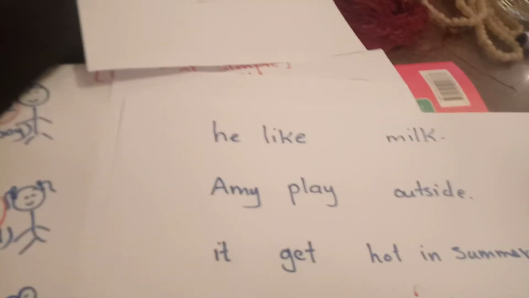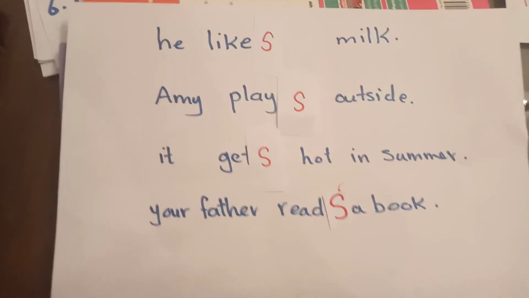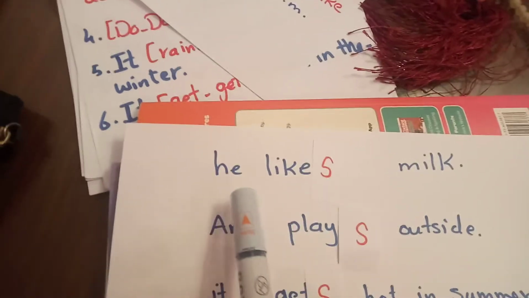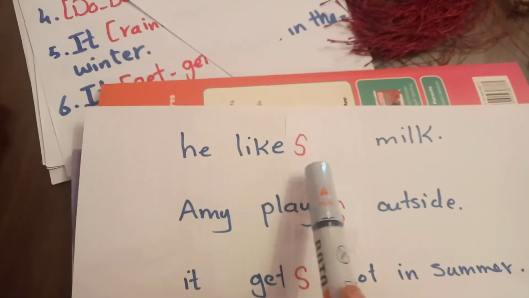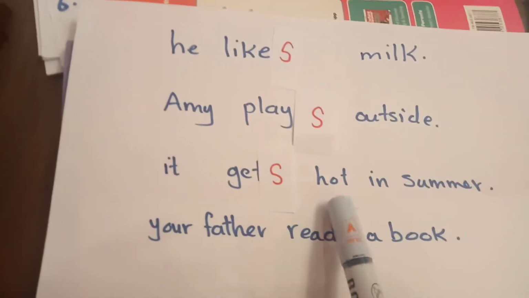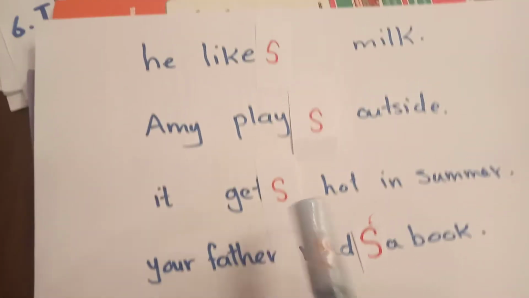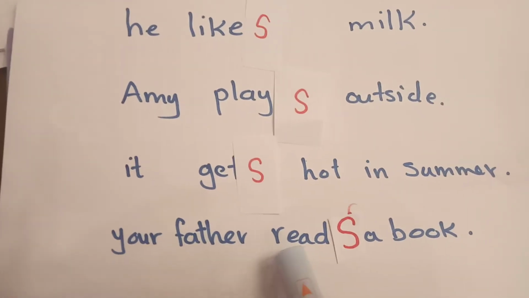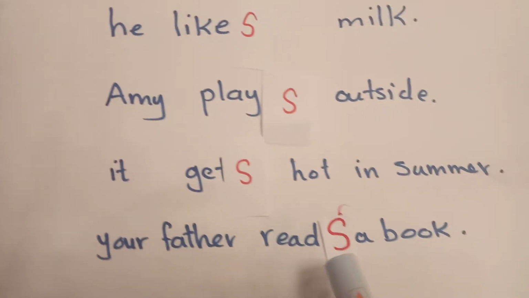Let's see here. Here we have these sentences. He likes. I put S to the verb because I have he, and he is the friend of S. He likes milk. Emmy plays outside. It gets hot in the summer. It gets. I can't say it gets because I start with it. Your father reads. Your father he reads a book.